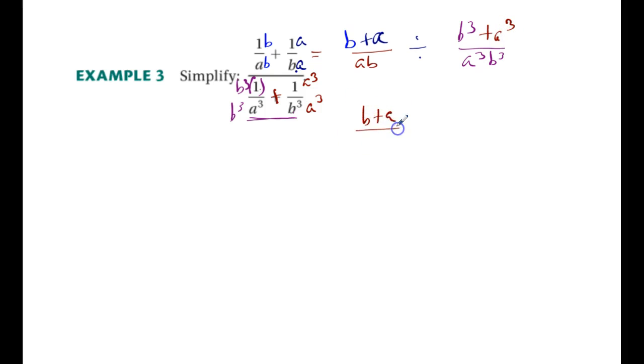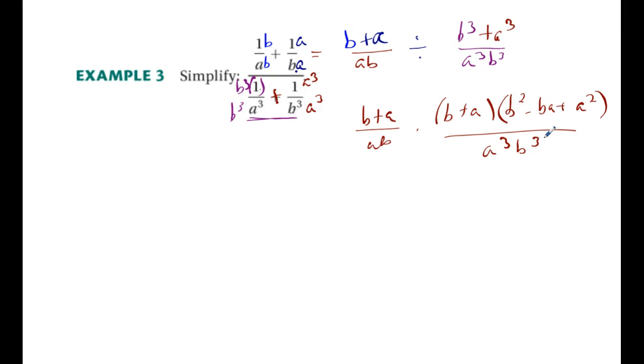B plus A, which is the same thing as A plus B, times, I wonder if I could factor this, because it looks like cubes. So I'm going to write down the bases of what's being cubed. I'm going to square the first, take the product, square the last. First you keep the sign, then you change it. Last one's always plus. That's a previous video if you don't remember how to factor cubes.